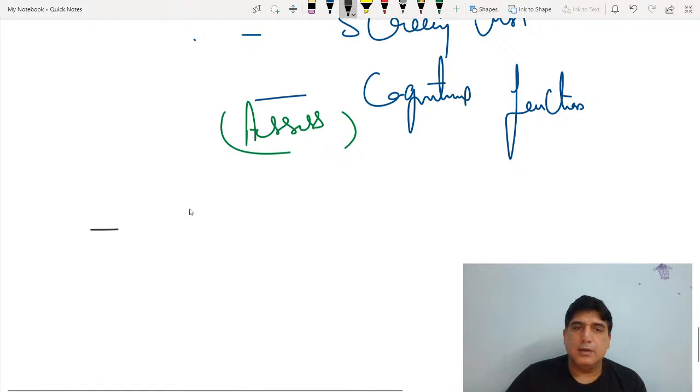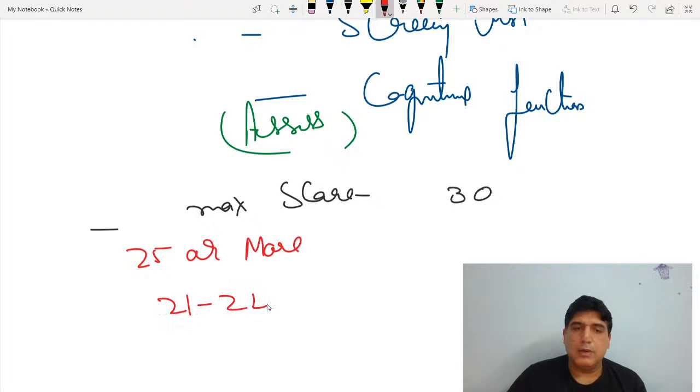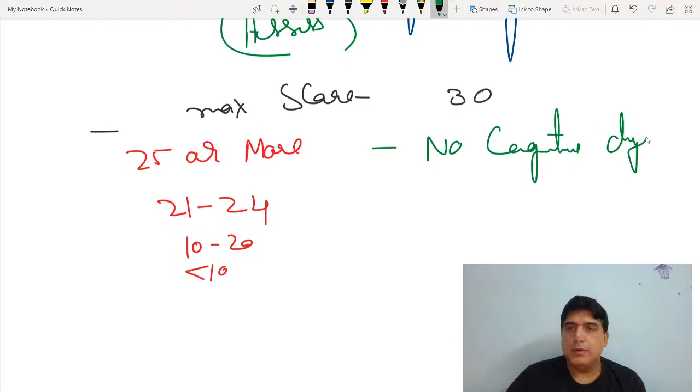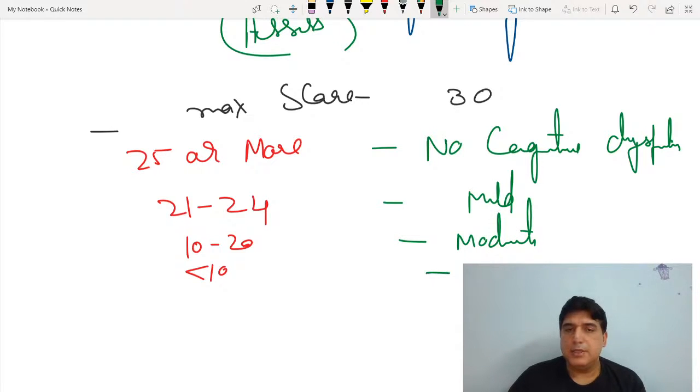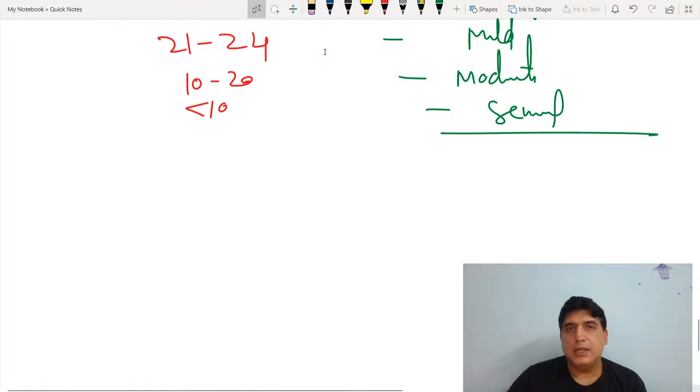The maximum score is 30. We have a score of 25 or more, 21 to 24, 10 to 20, and less than 10. 25 or more is normal, no cognitive dysfunction, 21 to 24 is mild dementia, 10 to 20 moderate dementia, and less than 10 severe dementia.